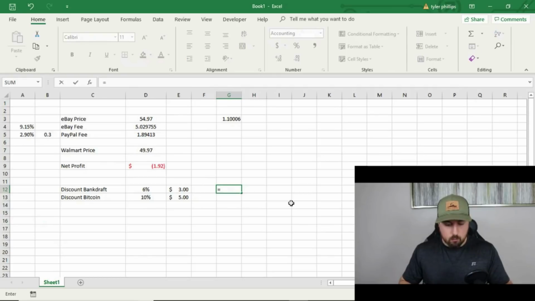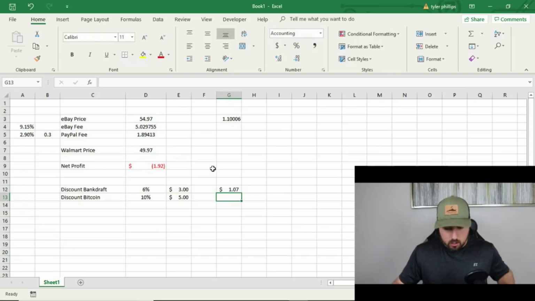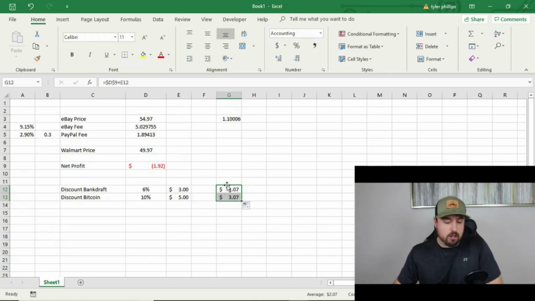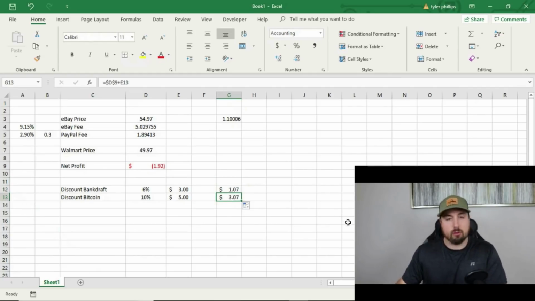So from there, what you're going to do is you're just going to take this net profit and you're going to add in your discount. And let's lock that in by going F4 and just drag it down. And you can see that now your new net profit is $1.07 if you use the 6% and $3.07 if you use the 10%.